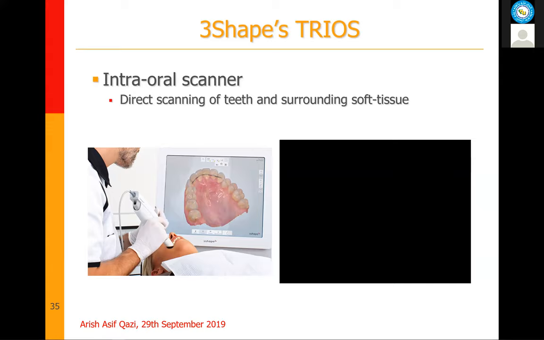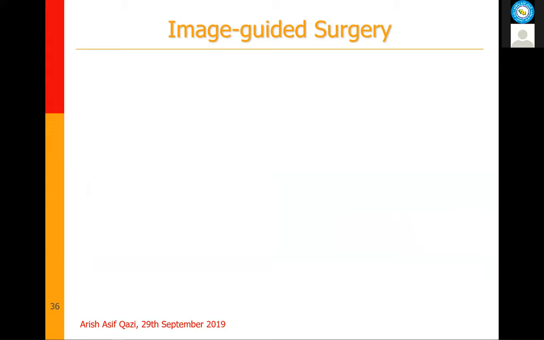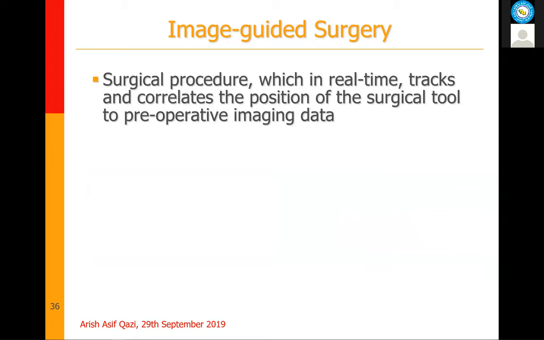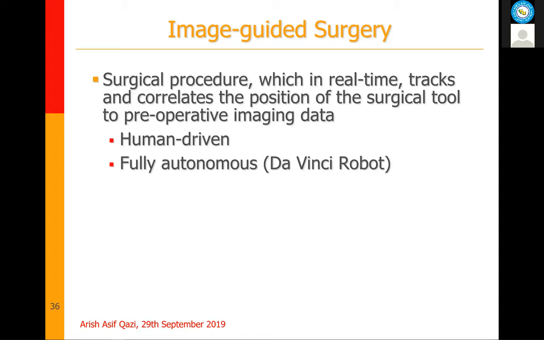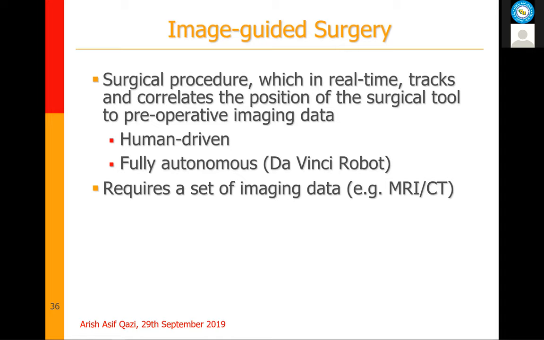So for the past almost 7 to 8 years, I've been involved in the field of image-guided surgery. So what is image-guided surgery? It's a surgical procedure which in real time tracks and correlates the position of the surgical tool to preoperative imaging data. Now, this surgical procedure can be human-driven or could be fully autonomous, such as the famous Da Vinci robot for laparoscopic surgery. So what do you require for such a procedure? You require a set of imaging data, for example, MRI or CT data.